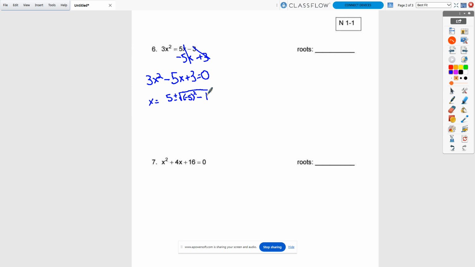So minus 4 times a, which is 3, times c, which is also 3, over 2 times a. We'll start to simplify that down. I get 5 plus or minus the square root of 25 minus 4 times 9, which would give me 36, over 6.